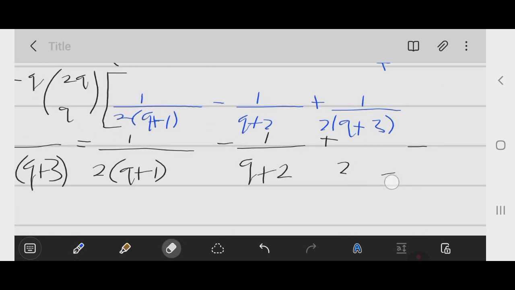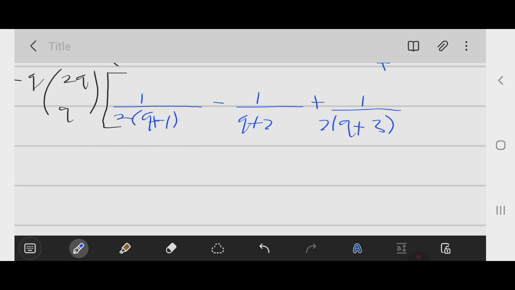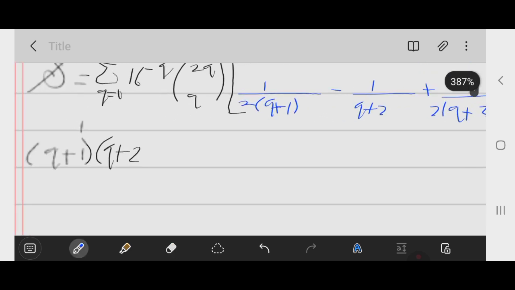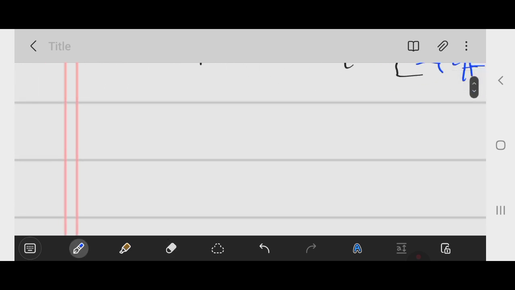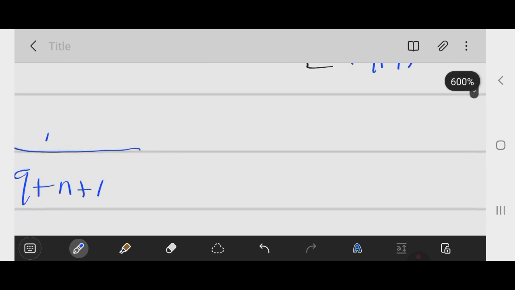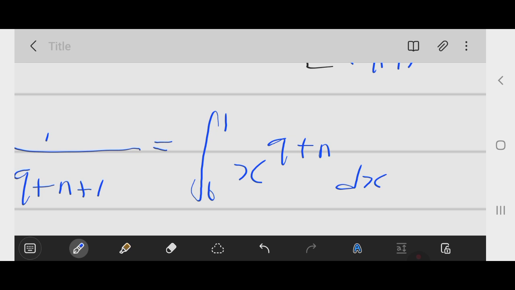Alright, so let me take this part off. Okay, now let me wipe this off. Alright, please note something down. 1 over Q plus, let's say n plus 1 is equivalent to the integral from 0 to 1 of x to the power of Q plus n dx.